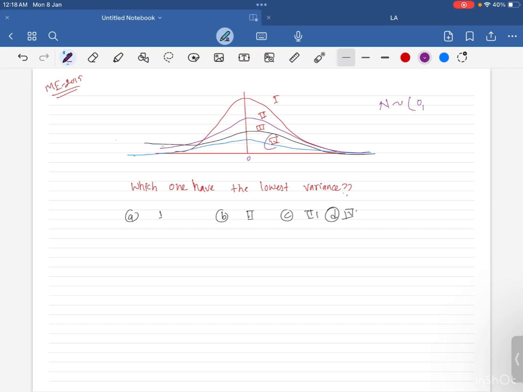So this 4 has the highest spread, right, all over the data, but this 1 has the lowest in comparison to all of the others. So this will have the lowest variance. So the correct answer for this is 1.